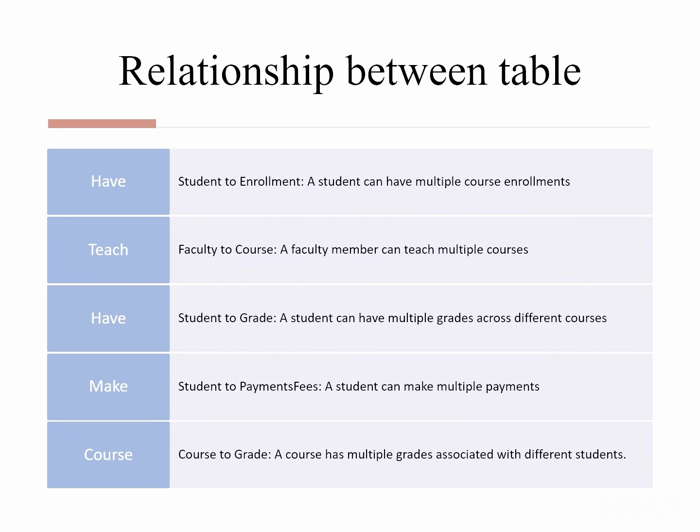The relationships between our tables are: student to enrollment, where a student can have multiple course enrollments; faculty to course, where a faculty member can teach multiple courses; student to grade, where a student can have multiple grades across different courses; student to payment fees, where a student can make multiple payments; and finally, course to grade, where a course has multiple grades associated with different students.